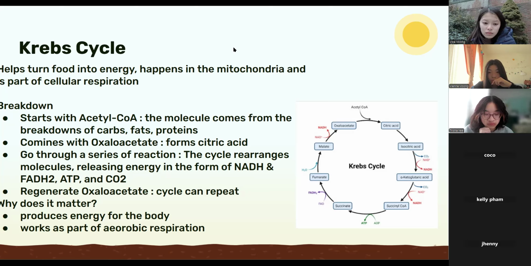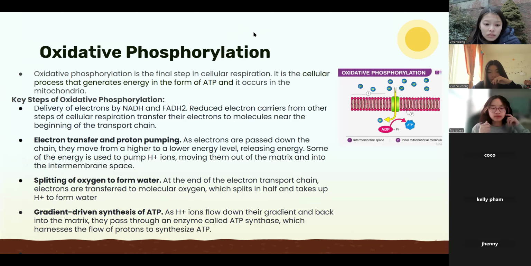The Krebs cycle matters because it produces a lot of energy and is part of aerobic respiration, meaning it only works in the presence of oxygen. And without the Krebs cycle, our cells wouldn't be able to efficiently convert food into usable energy. All right. And next is oxidative phosphorylation.